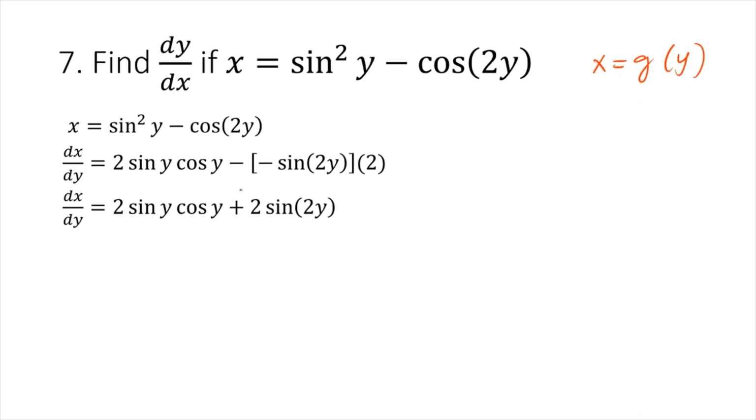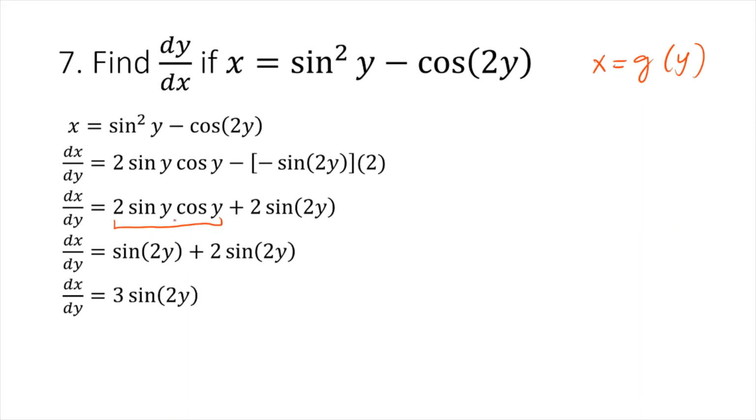Now if you look at the first term, we have 2 sine y cosine y. This is the double angle identity of sine 2y. So this will give us sine 2y, from the double angle identity, plus the second term 2 sine 2y. So we have similar terms. This will give us 3 sine 2y.